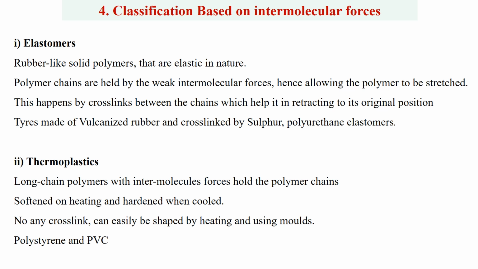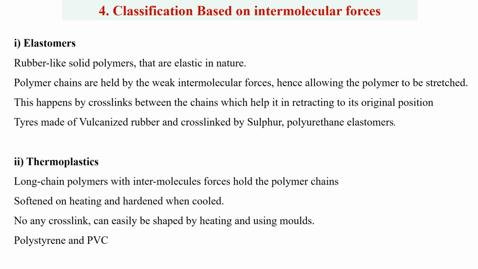The first one is elastomers. As the name shows, they are elastic in nature and are rubber-like solids. A common example is a rubber band. Here the polymer chains are held by weak intermolecular forces, which allows them to be stretched when a force is applied. And when the force is removed, these cross links between the chains help to regain the original shape of these elastomers.